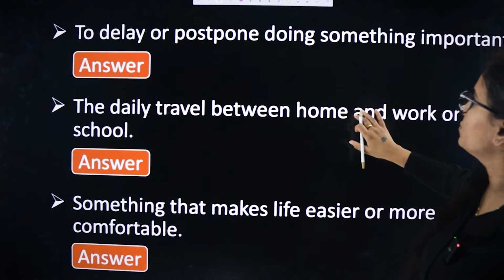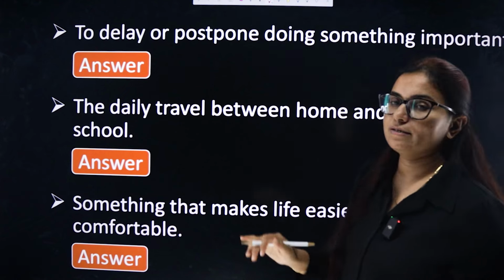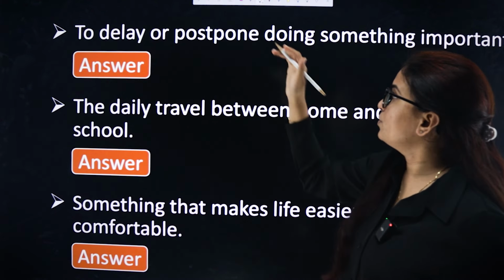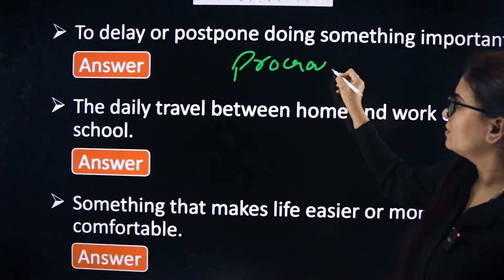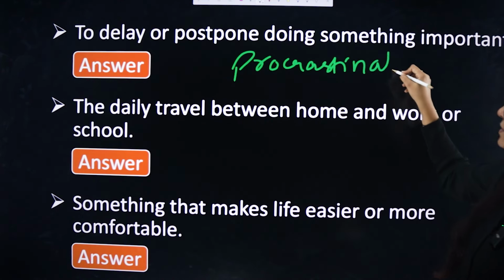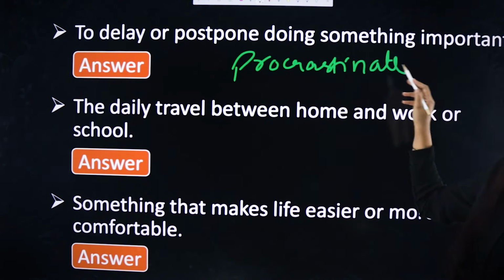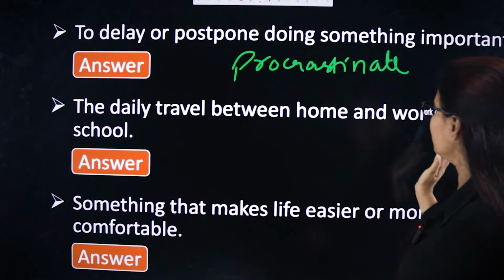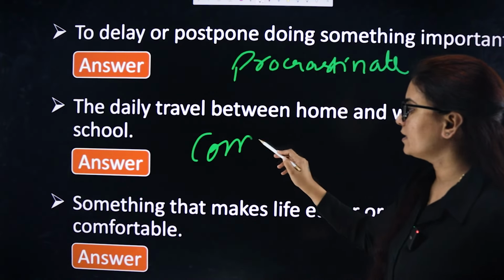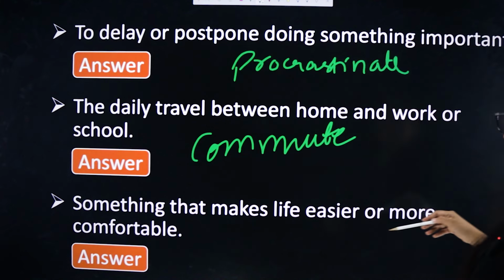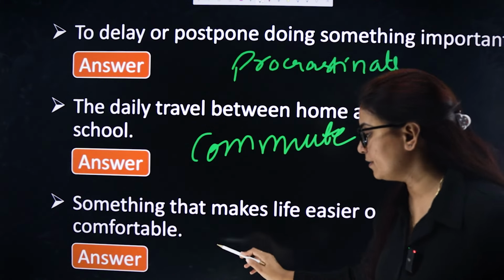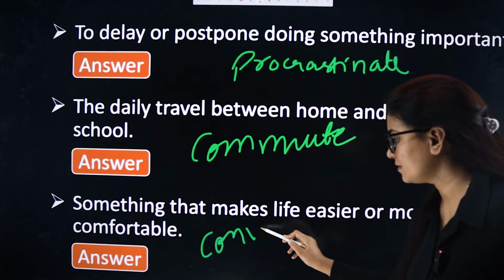To delay or postpone doing something important. When you want to delay or postpone doing something important is procrastinate. Remember the spelling properly. Procrastinate. The daily travel between home and work is commute. Something that makes life easier or more comfortable is convenience.